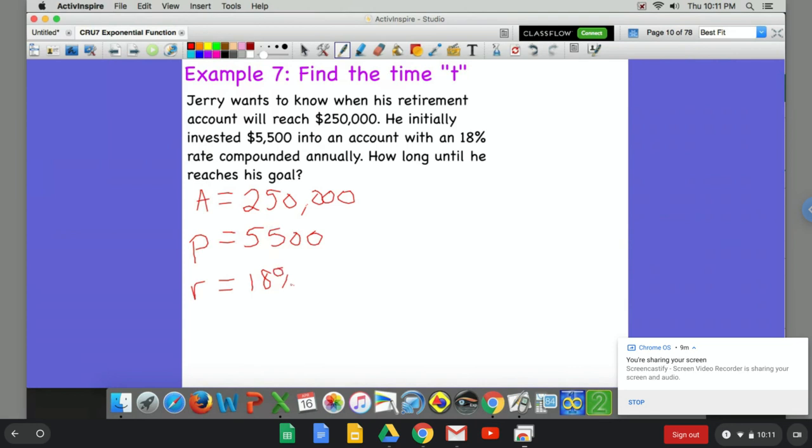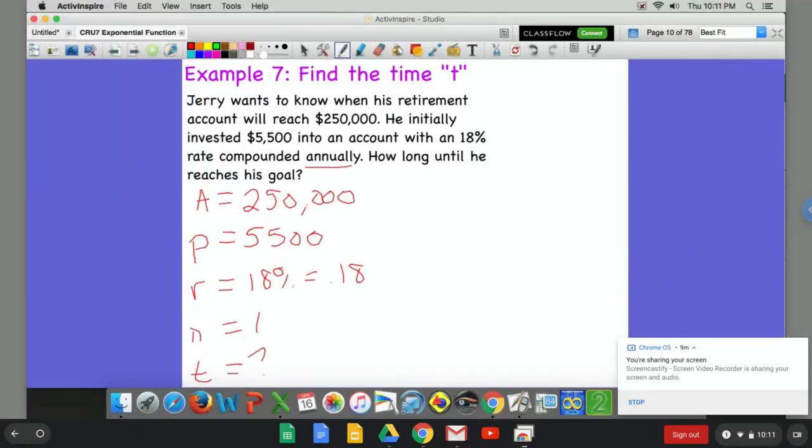So that 18% is really equal to 0.18. And then we have our N. And it says compounded annually. So our N is going to be 1. And we don't know what T is.